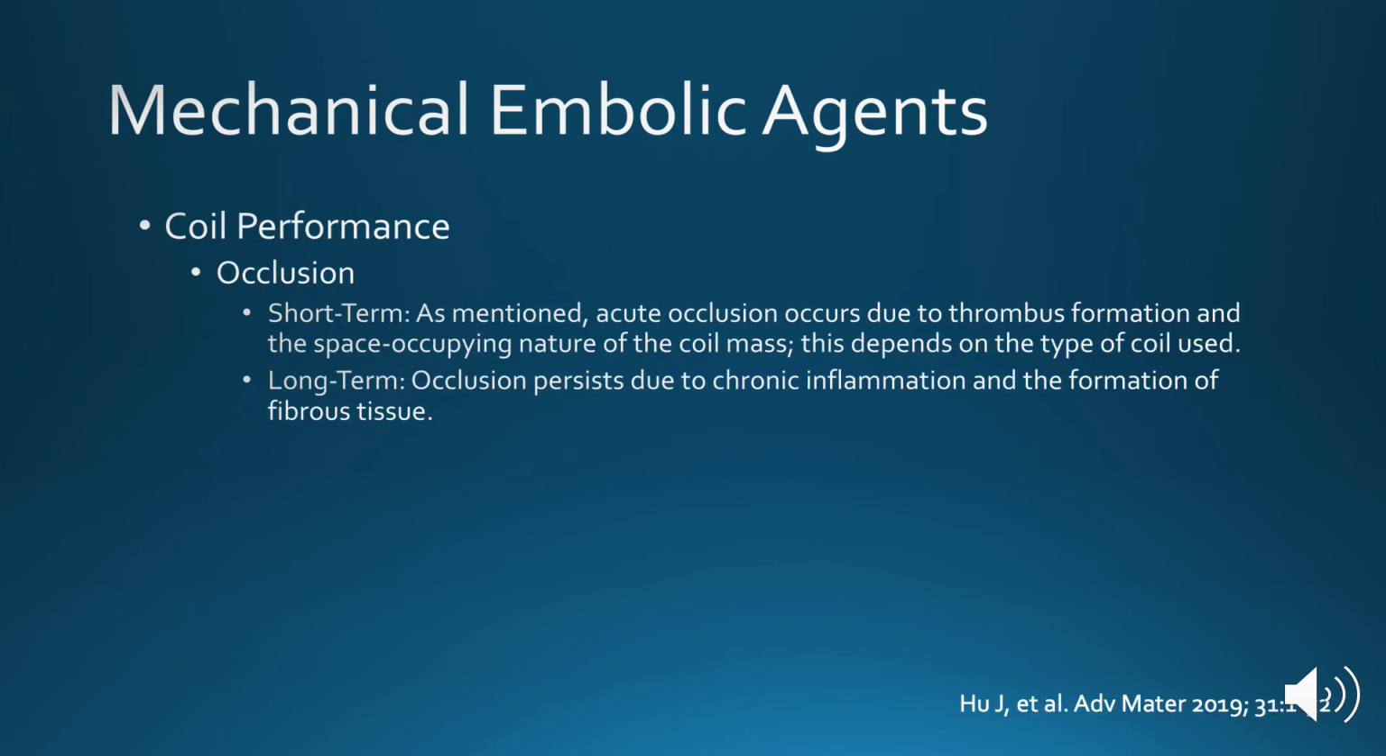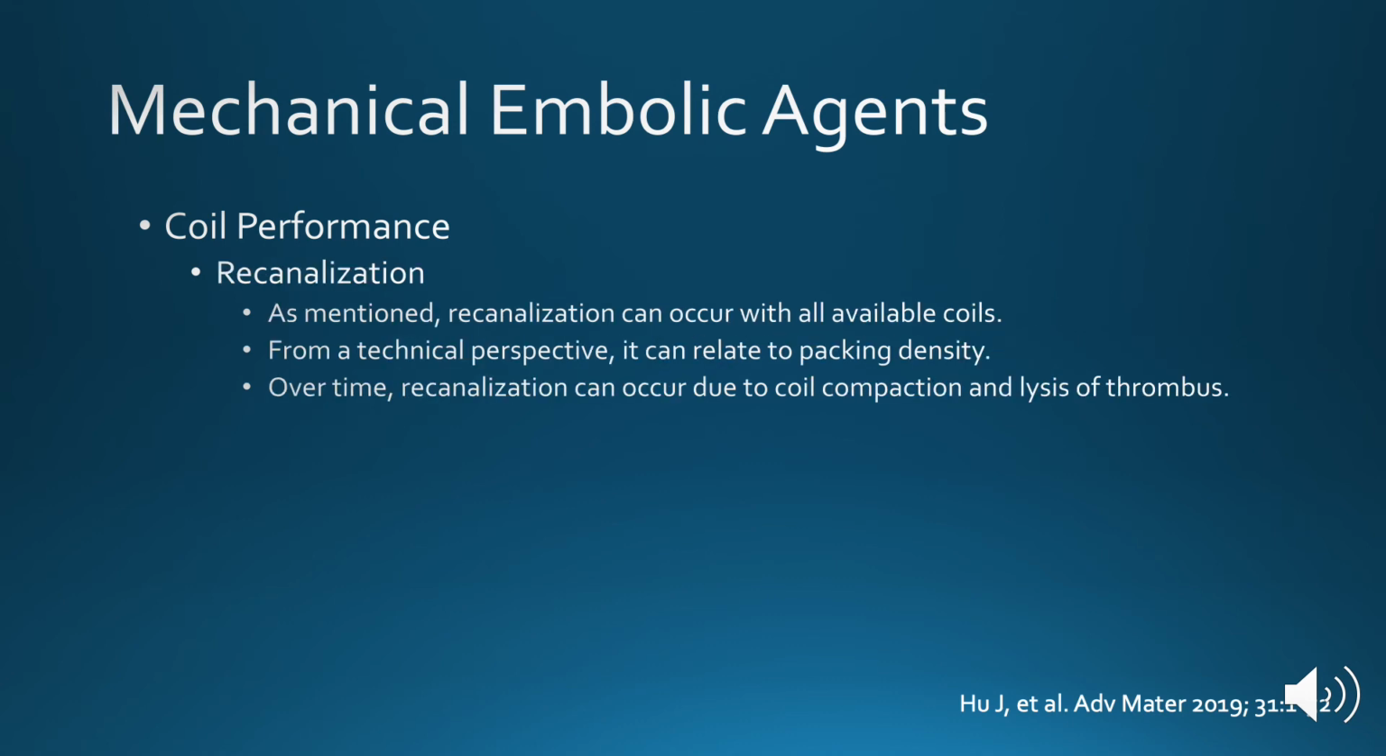Now, as I've mentioned a few times already, acute occlusion during coil embolization occurs due to thrombus formation, or the space-occupying nature of the coil mass, and that depends on the type of coil used. On a long-term basis, occlusion persists due to chronic inflammation and the formation of fibrous tissue. We also know that recanalization is a possibility, and it can occur with all available coils.